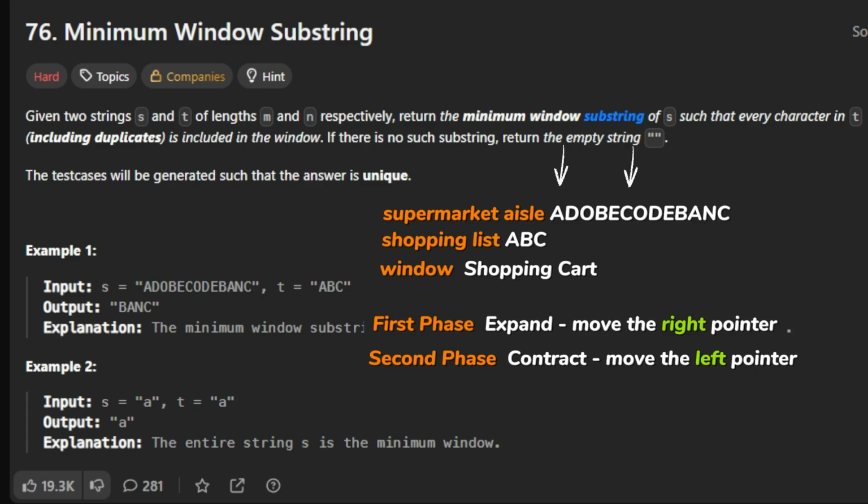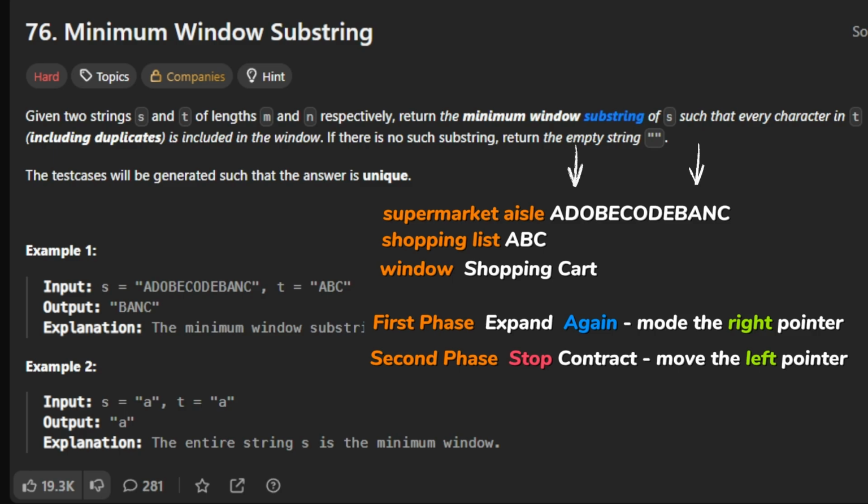We move from the start of our trip, the left pointer, and put items back on the shelf one by one. As long as our shopping list remains complete, our trip gets shorter, and we update our best record. The moment we put back an essential item that makes our list incomplete, we must stop contracting. With an incomplete list, we go back to the expand phase to find the missing item again. This expand-contract cycle is the entire logic.